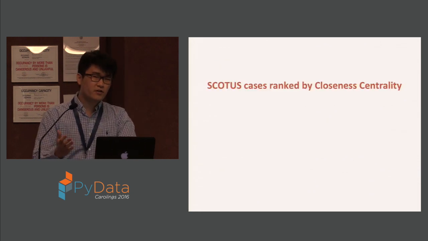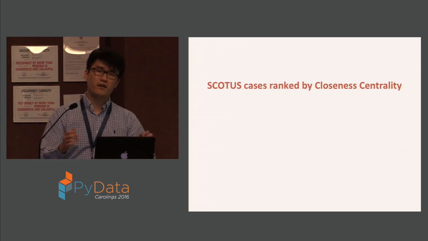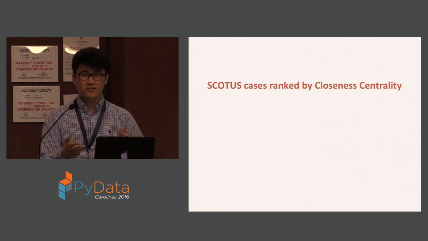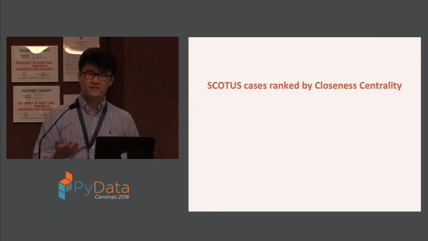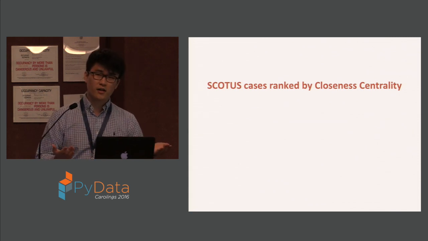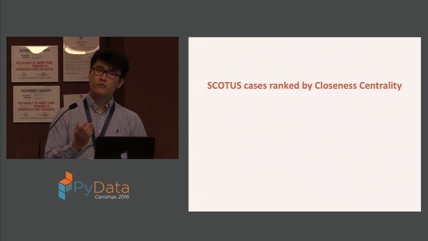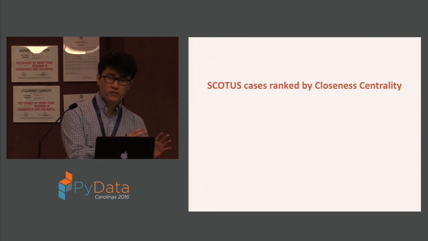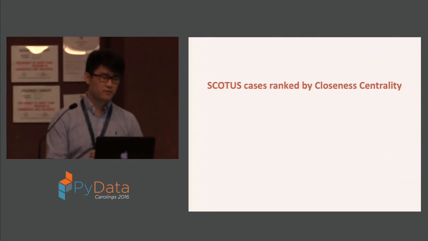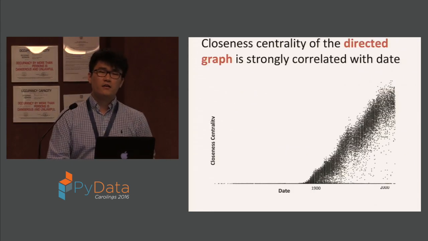So let's measure SCOTUS by closeness centrality now. And before we looked at in-degree for a directed graph, right? You can't really look at the number of citations a court case gets in an undirected graph. But for closeness centrality, since we're only dealing with shortest paths, we can look at a directed version of SCOTUS and an undirected version of SCOTUS. So closeness centrality on the directed graph.